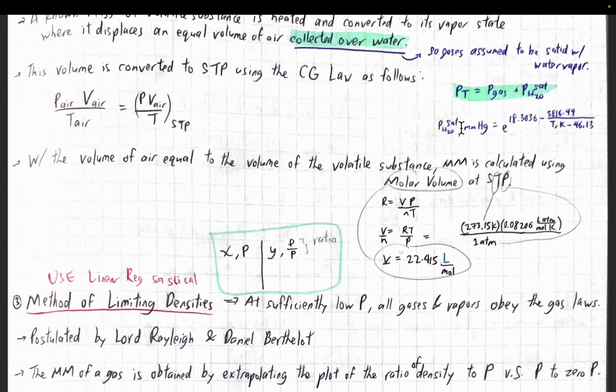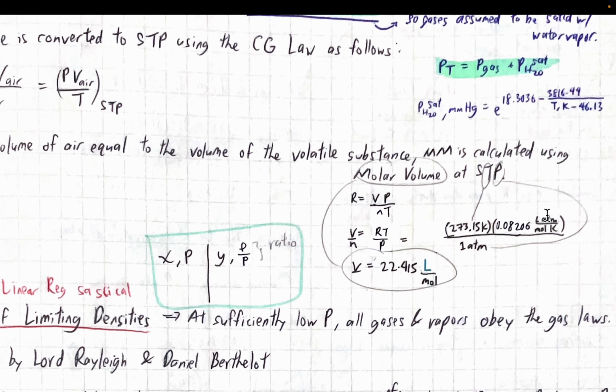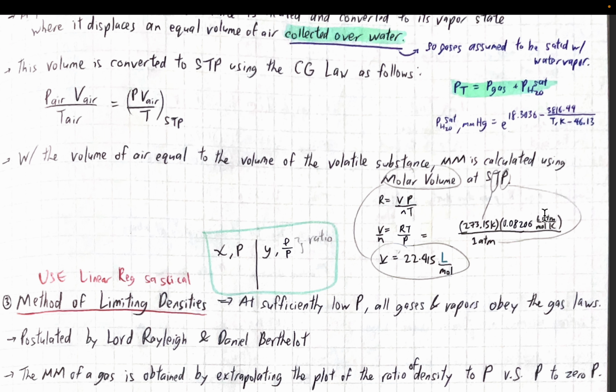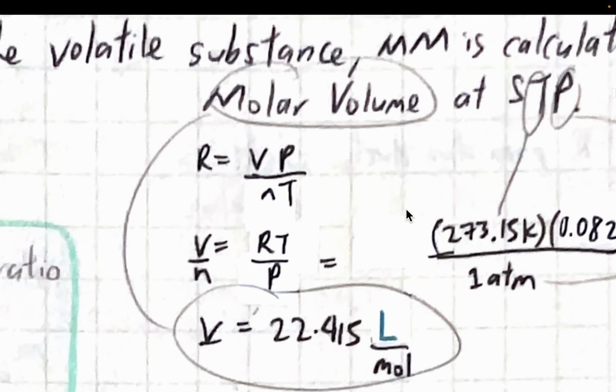Okay? So with the volume of air equal to the volume of the volatile substance, the molar mass is calculated using the molar volume at STP. So, okay, we have the ideal gas equation of state, PV equals nRT. Then we have this. So, look at this. PV, right? V or VP equals R and then NT. They were originally here at the left side. So, that's PV equals nRT.